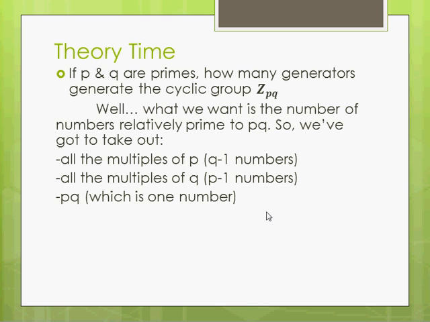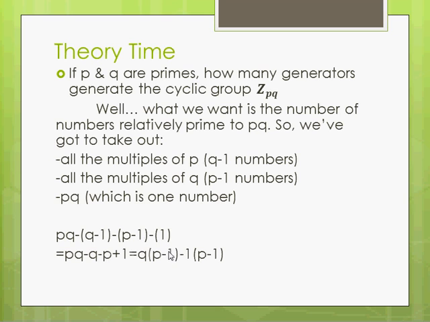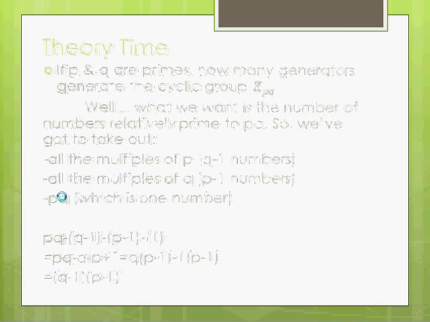Okay, and so what we got is PQ, minus Q minus 1, minus P minus 1, and we're going to subtract out PQ, which is 1. And it's kind of cool when you do a little factor by grouping, you end up with Q minus 1 times P minus 1. So that kind of works out cool, I think. So that's that one.